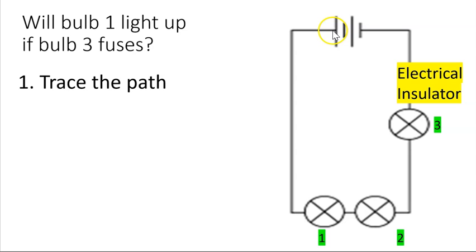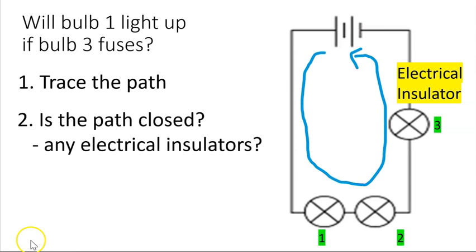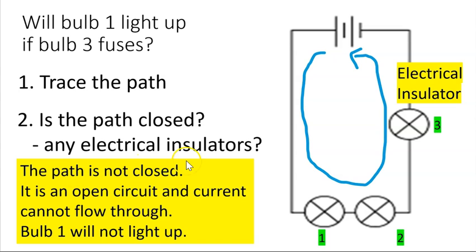We trace the path from the battery to bulb 1 and back to the battery again, like this. Next, we have to check if the path is closed. Are there any electrical insulators along this path? Bulb 3 lies on this path, and it is an electrical insulator. Therefore, the path is not closed. It is an open circuit and current cannot flow through. Bulb 1 will not light up.